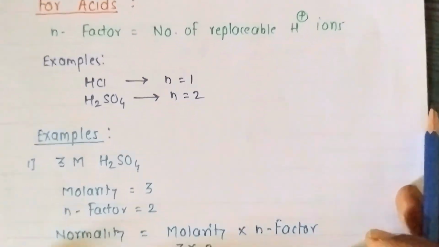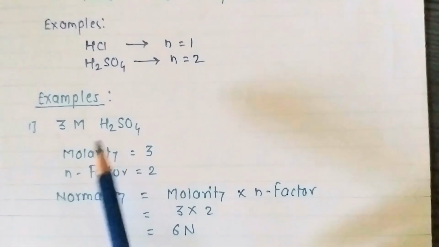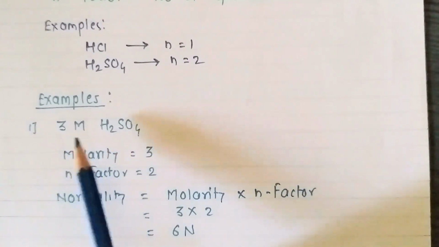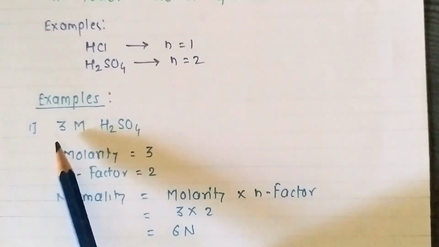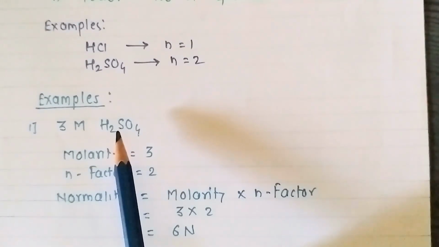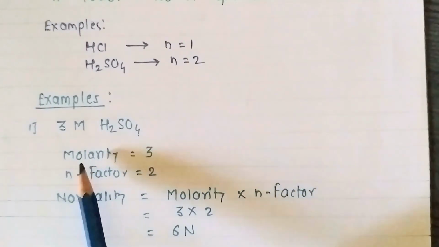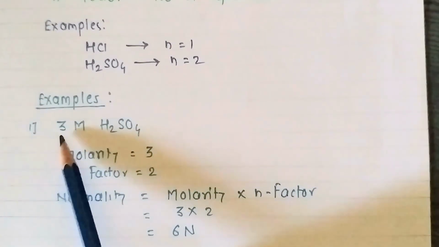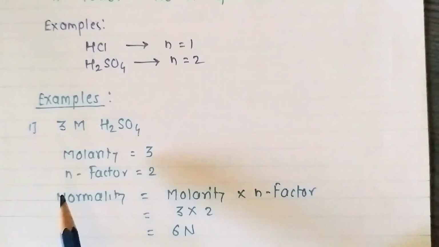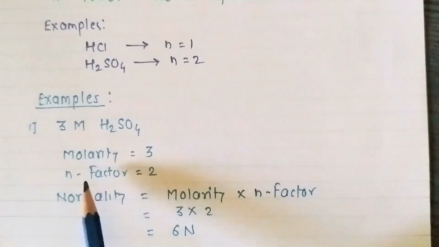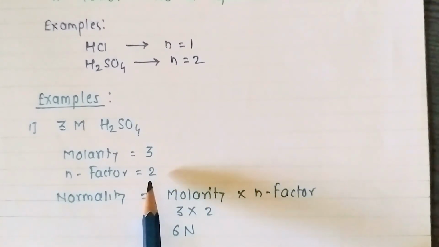Now we see an example. Suppose we take a 3 molar H2SO4 solution and we have to calculate the normality of that solution. As we know the formula, first of all we must know the molarity of the solution. Molarity of the H2SO4 solution is 3 molar. And what is the n factor? N factor means the number of replaceable hydrogens. Here the number of replaceable hydrogens is 2, that's why n factor is 2.